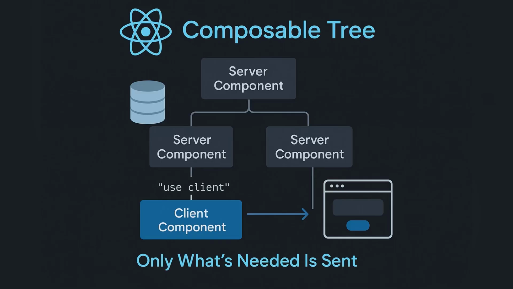When React encounters a client component inside a server component, it splits the tree, sending only the client-side part as a separate JavaScript bundle. This architecture allows for surgical precision. Use server components for layout, SEO, and performance, and drop in client components only where user interaction is required.